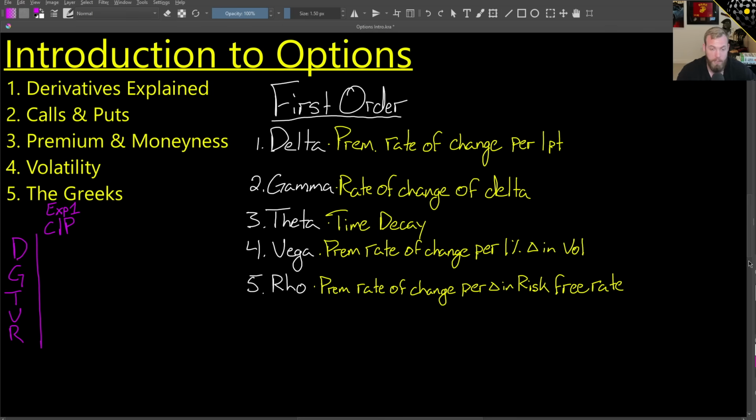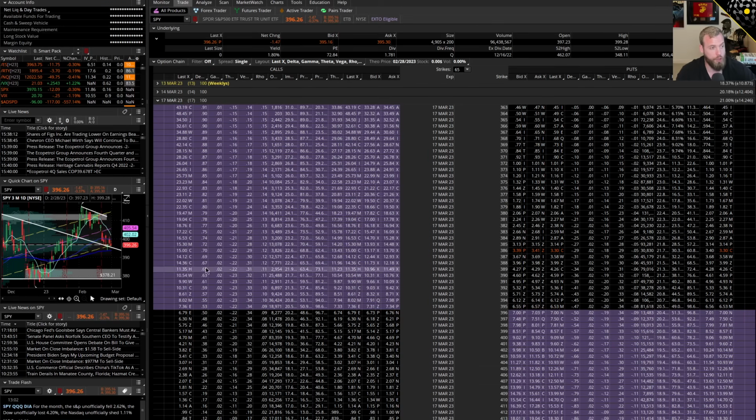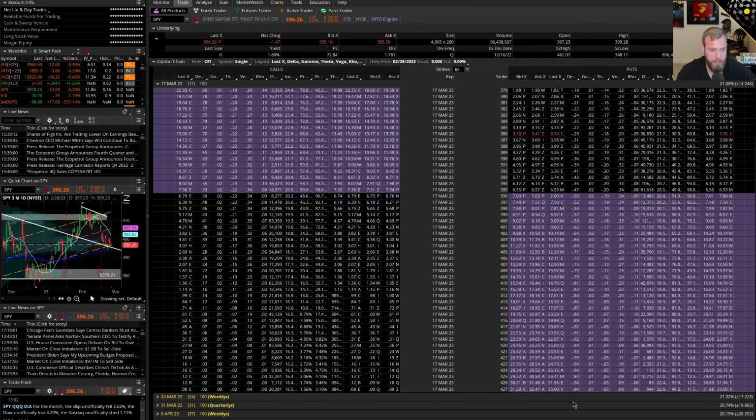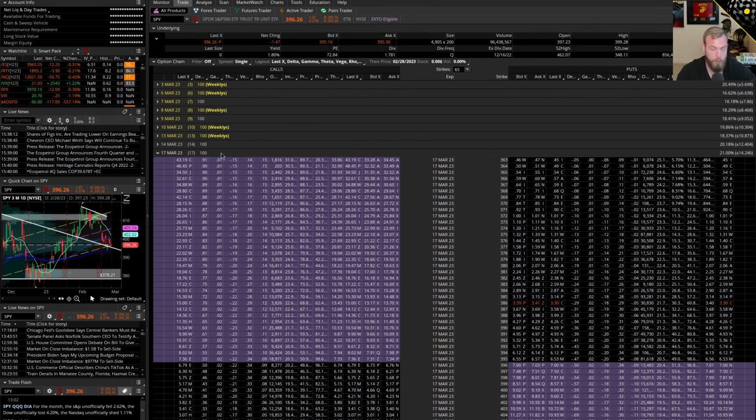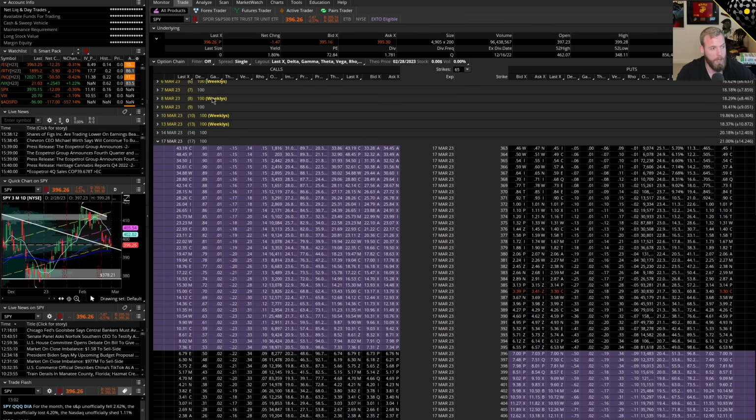Then we have gamma. Gamma is a pretty deep Greek, but I'm going to keep it surface level here. Gamma is just the rate of change of delta. And there's a couple things to know with gamma. So if we look at options, and right now we're at 17 March, so 17 days out, notice delta. The further out of the money you go, the lower the delta. At the money, it's going to be around a 50 delta. Deep in the money, around a 1 delta. That's going to be the same across every single expiration. No change.